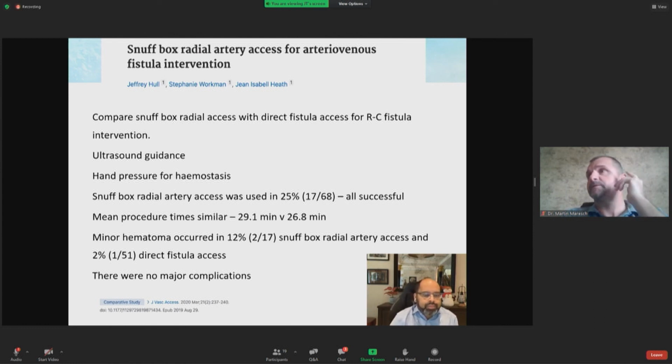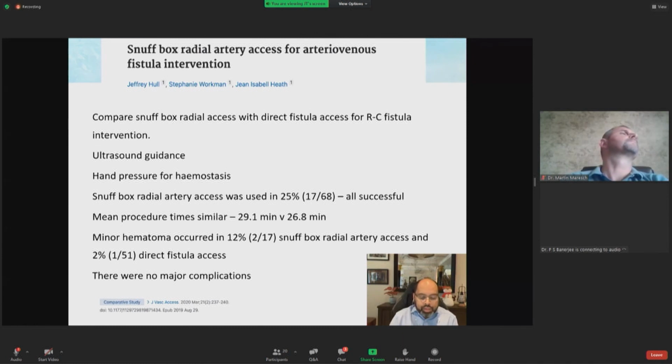They used it in about 17 out of the 68 patients with radiocephalic fistula, a quarter of them, and all of them were successful. They found that the main procedure types are similar, and they had minor hematoma in about 12%, compared to just 2% of the direct fistula access. I do wonder if a compression device would have been better. There were no major complications though. I think that's quite useful, showing the feasibility of this access for fistula intervention.